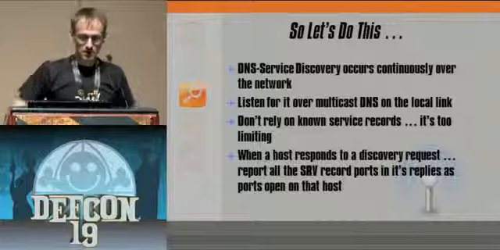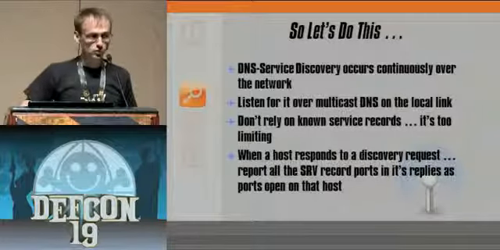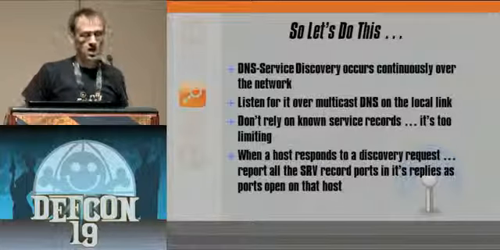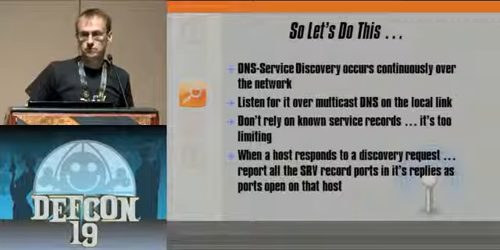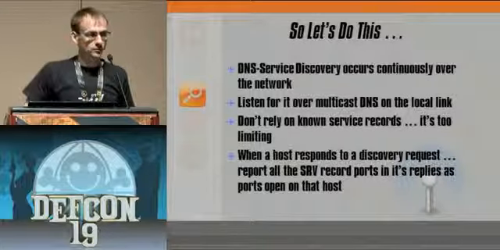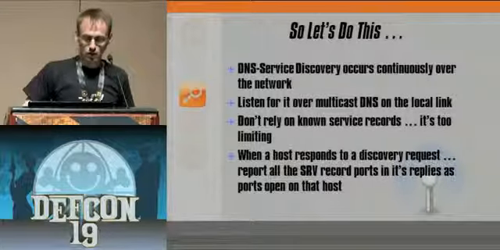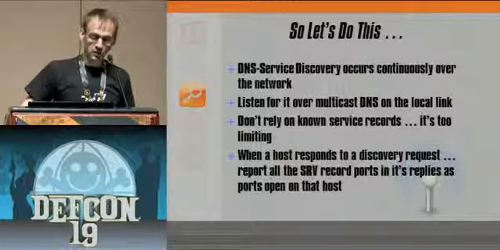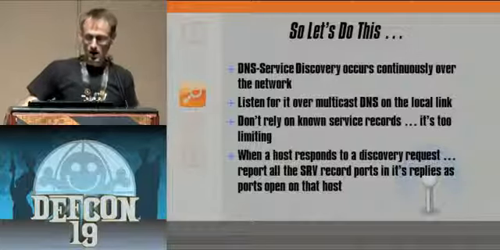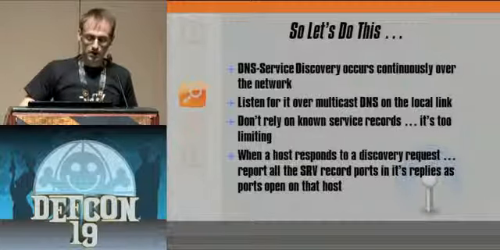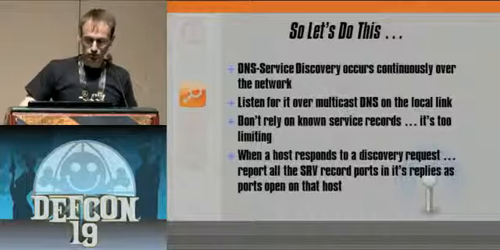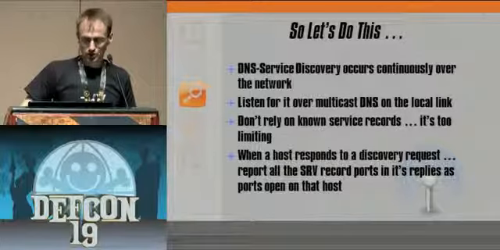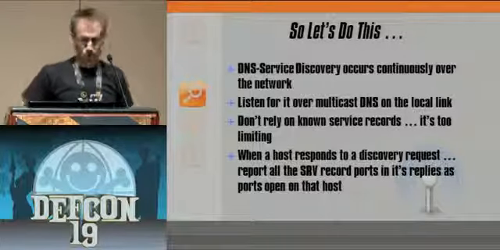So let's do this. DNS service discovery occurs continuously over the network. You want to make sure, for the user or for the software itself, that that list is fresh. So it's continually discovering this information out there, making sure that list is fresh for the software or for the user. So listen for the DNS service discovery traffic over multicast DNS. Don't rely on known service records. It's a very long list. It's too limiting. When a host responds to a discovery request, report all of the SRV or service record ports in its replies as ports open on that host.